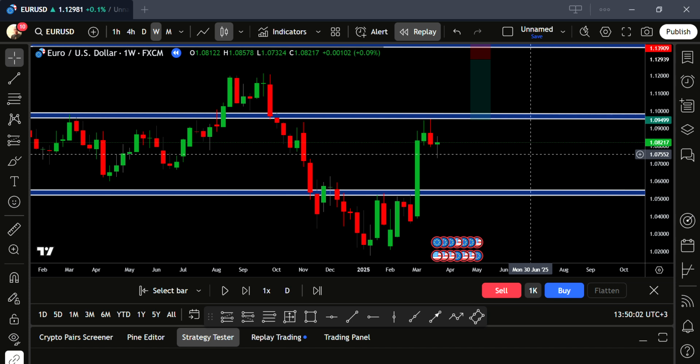Okay, so now we want to use the alchemy strategy to get precise entries to either buy or sell depending on what price action is telling us. So what is the first step? The first step is to identify a rejection on a high time frame. That is the first step. Identify a rejection on a high time frame.